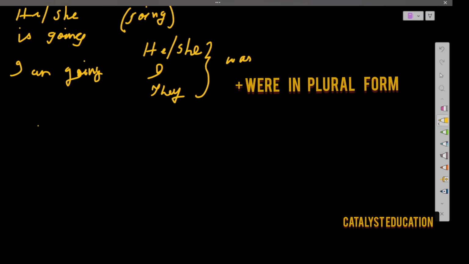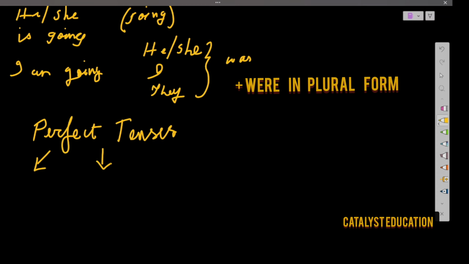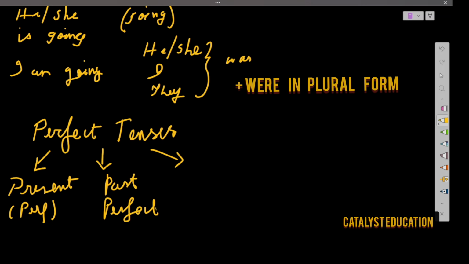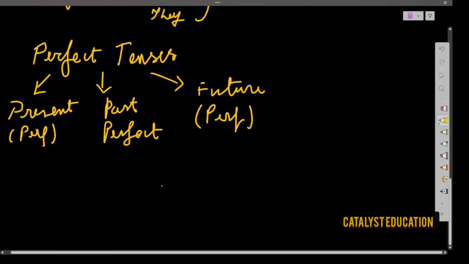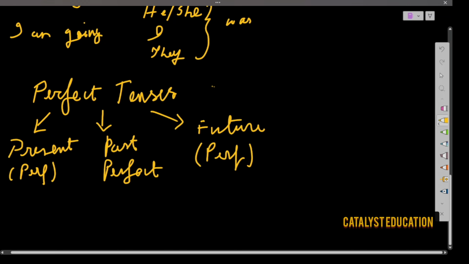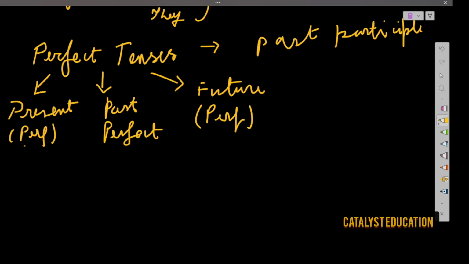Now about perfect tenses. Let's see what perfect tenses are. Again, perfect tenses can be divided broadly into three types: present perfect, past perfect, and future perfect. So let's see what kind of things are used. Basically, perfect tenses are those tenses which use the past participle format. Present perfect tense uses the form has.